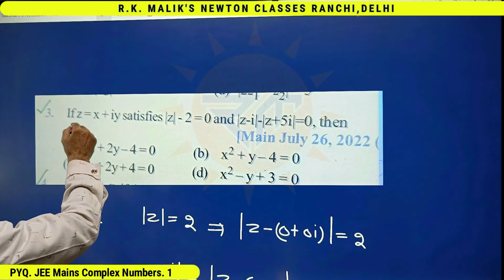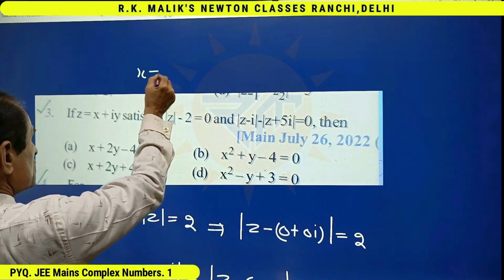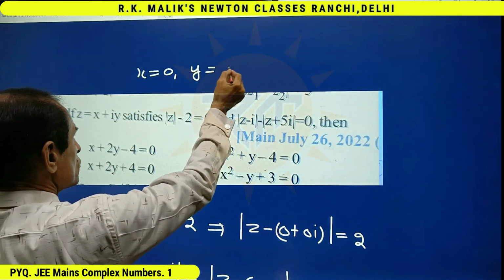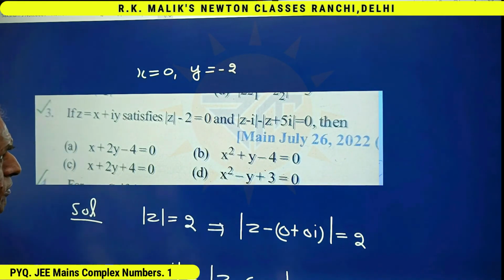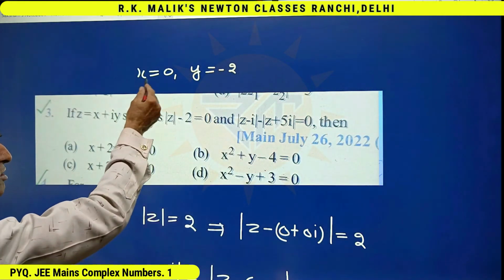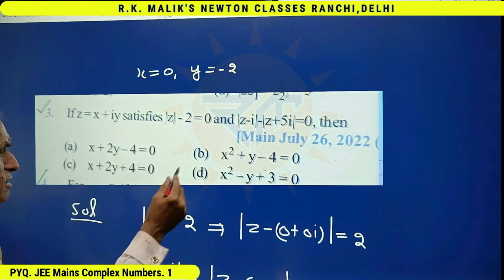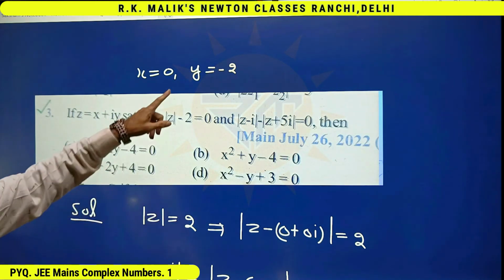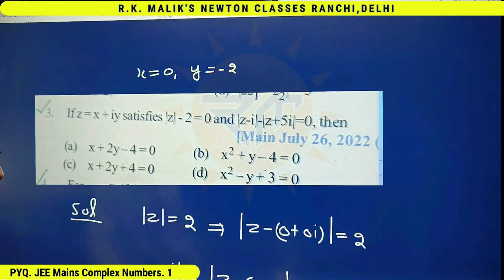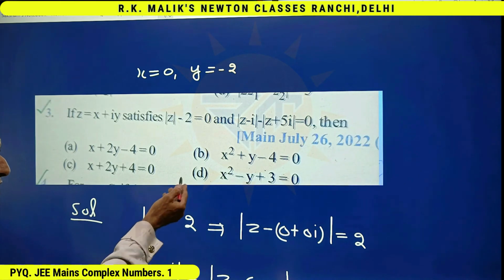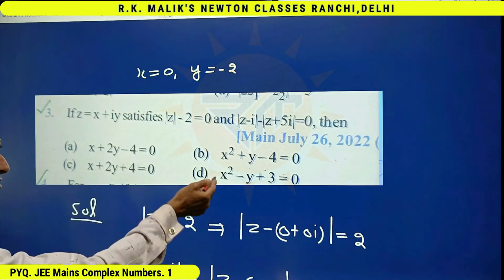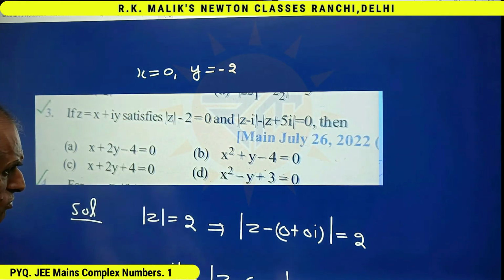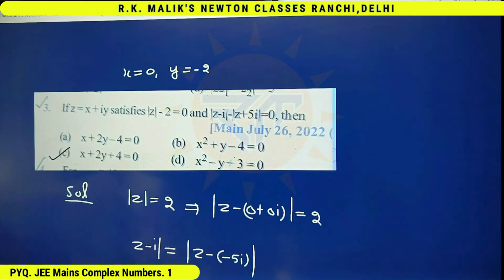And now z equal to minus 2 iota means x equal to 0 and y equal to minus 2. Let us see which condition this value of x and y satisfies. Clearly this doesn't satisfy this. This doesn't satisfy this also. This satisfies this. Hence, C becomes the correct choice. Otherwise, D also can be checked very easily. It doesn't satisfy D also. Hence, I can say C is the correct choice.